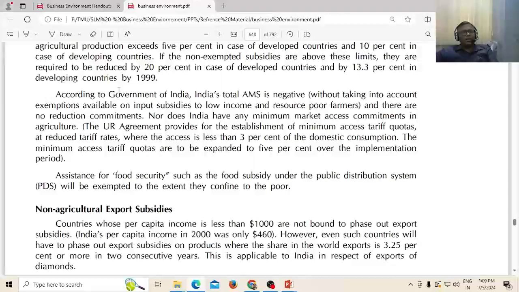Thus, the UR agreement provides for the establishment of minimum access tariff quotas as reduced tariff rates where the access is less than 3% of the domestic consumption. The minimum access tariff quotas are to be expanded to 5% over the implementation period. Assistance for food security, such as food subsidies under the public distribution system (PDS), will be exempted to the extent that they are confined to the poor.